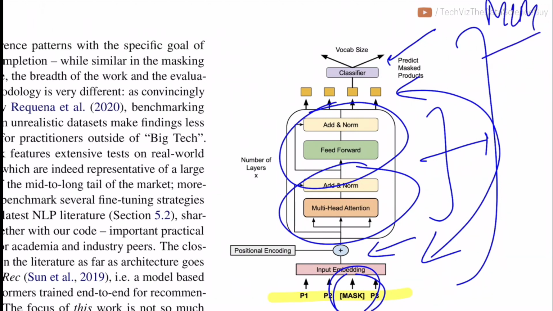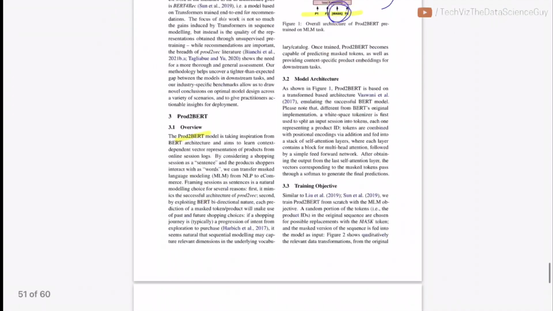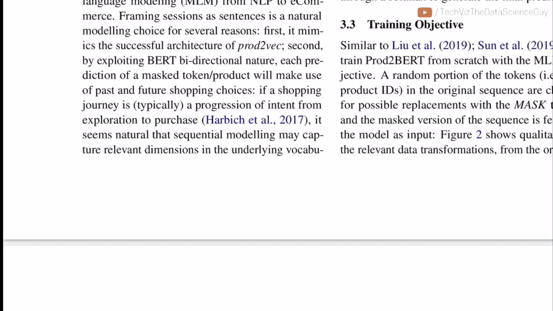Although the original BERT was also trained with another objective, which was NSP, which stands for next sentence prediction. But again, for this use case, where we want to get the representation of every product given the search sequence, MLM was enough.